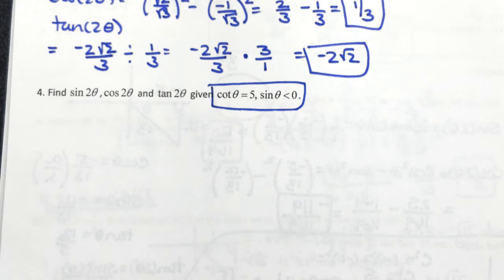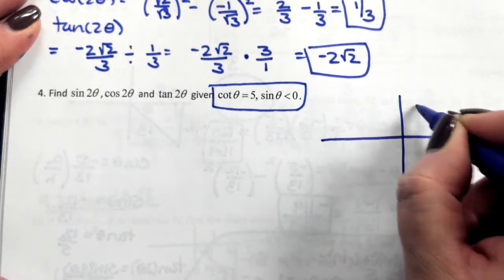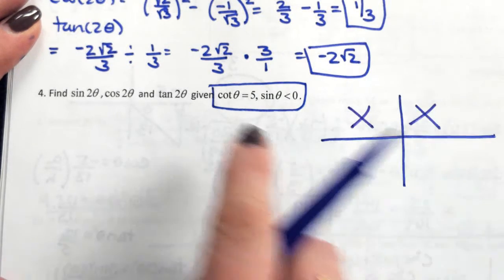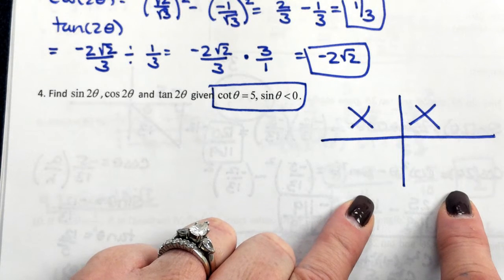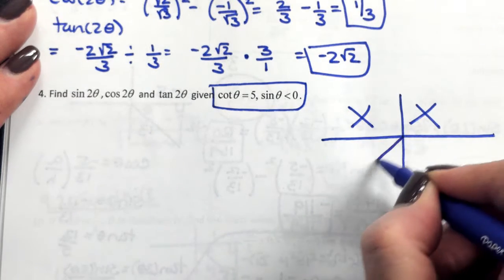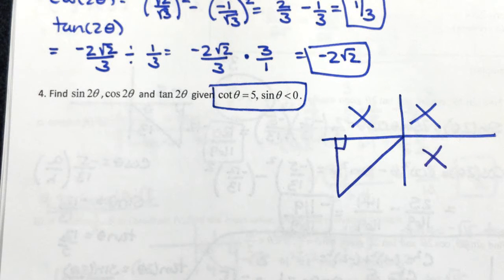So sine less than 0, what two quadrants can I narrow it down to? 3 and 4. Because all students, sine is positive in 1 and 2, so I can narrow it down to 3 and 4. Cotangent is what? Positive or negative? Positive. So out of quadrants 3 and 4, where is cotangent positive? 3. So I've got to be in the third quadrant. So are we okay on why we're in the third quadrant?